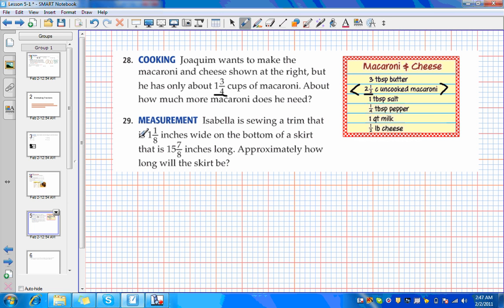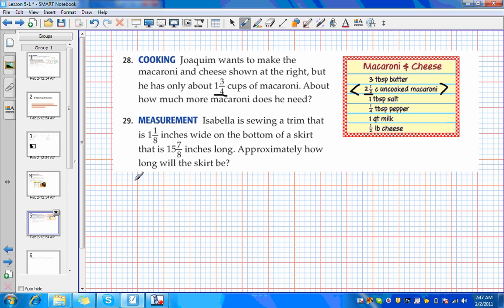Okay? Number 29, Isabella is sewing a trim that is 1 1/8 inches wide on the bottom of a skirt. So it's kind of like a hem. We're adding a little extra frill to the bottom of a skirt. And the skirt is about 15 and 7/8 inches long.